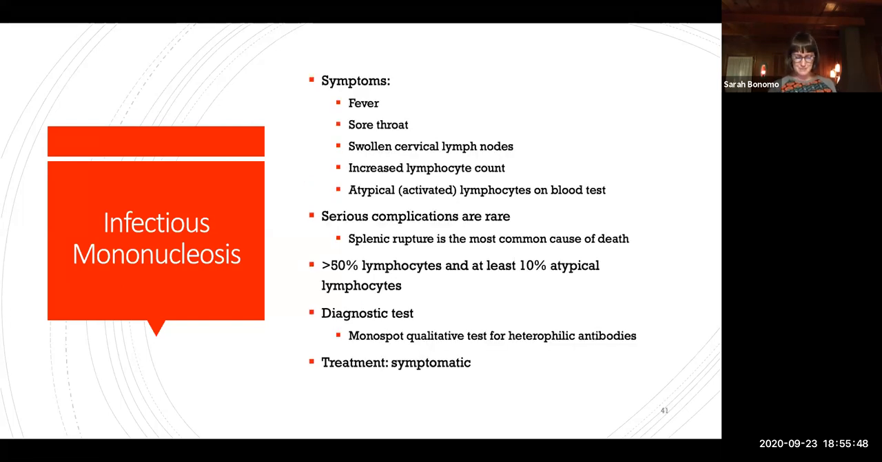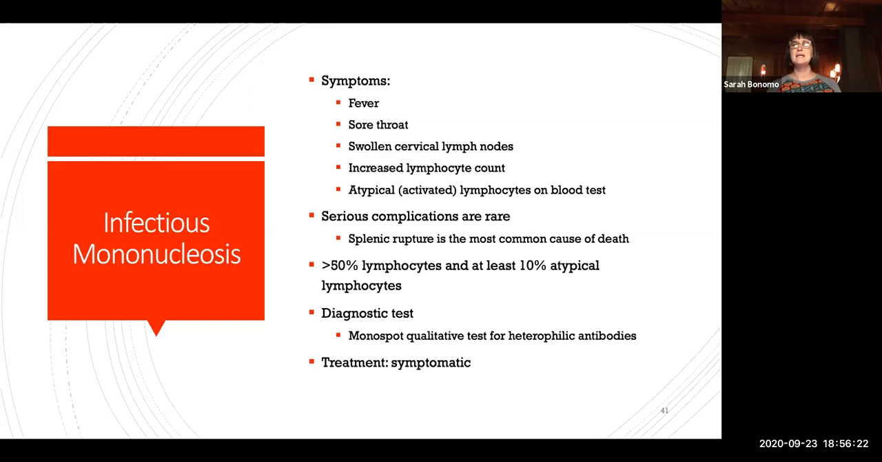But the main symptoms that you will see in infectious mononucleosis are fever, sore throat, swollen cervical lymph nodes, so that's all in this area here, increased lymphocyte count, and you're going to see atypical lymphocytes on the blood test. Serious complications are super rare. It's usually the patients just feel pretty awful, like they have a flu for a long time. And rest and hydration and symptom management are our main treatments for it.